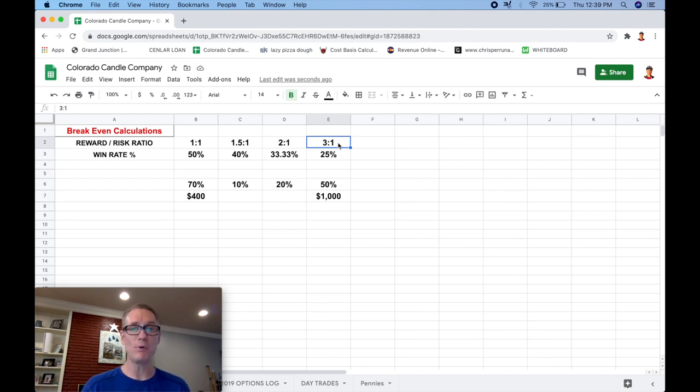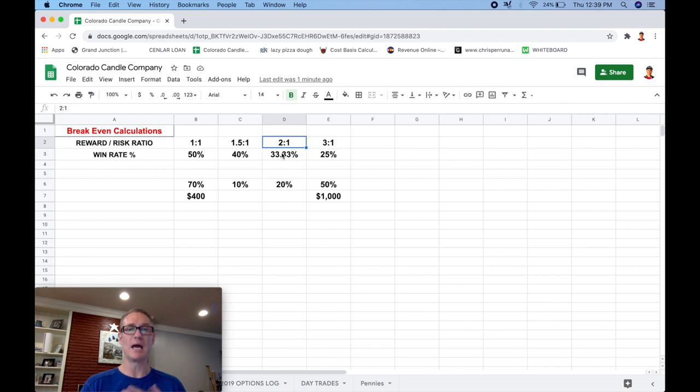So a lot of people will be sort of in the middle. I don't know many people that trade with 1-to-1, and I don't know many people who trade with 4-to-1 and 5-to-1. Usually people try to come in the center where they get a higher win rate, but they're getting a larger reward risk ratio. They're not staying in this 1-to-1 sort of one step forward, one step back scenario. They're actually 1.5 or 2-to-1.